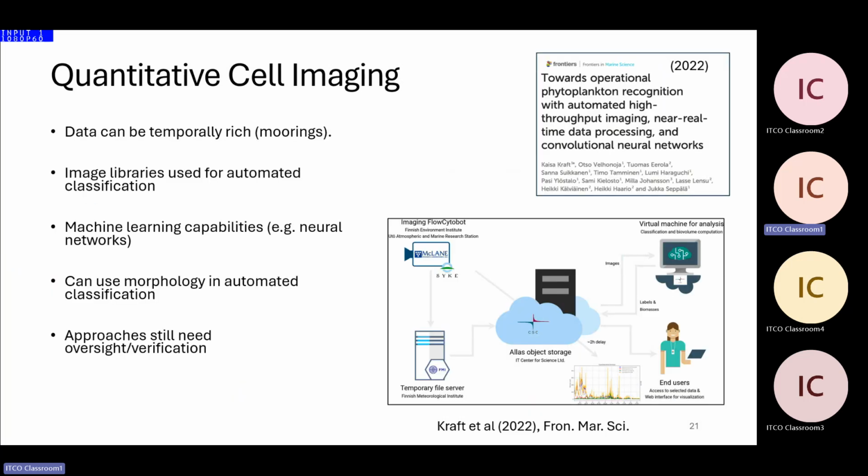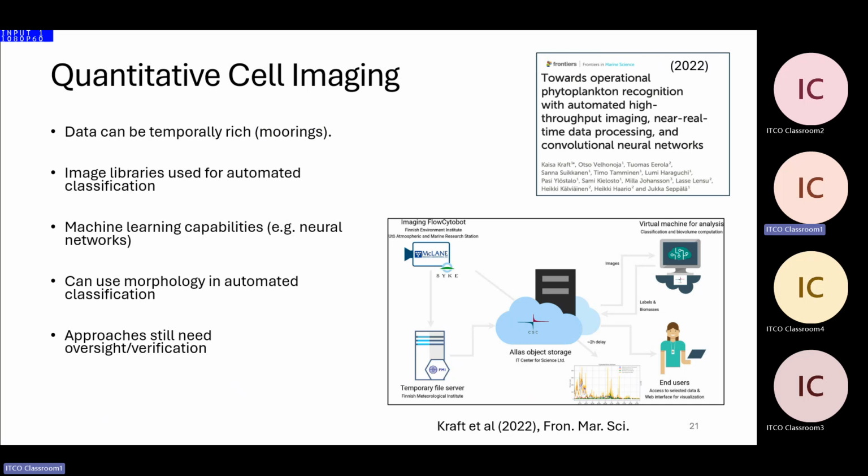Now, quantitative cell imaging is a lot of data. It's really rich. But that's great because it means you can use these image classification libraries to automate your classification and come up with machine learning algorithms to do that. And that's pretty powerful because the machine learning algorithm can start to look at the morphology of the phytoplankton and understand it in different orientations. Obviously, you need to train it properly, but it's a very powerful tool.